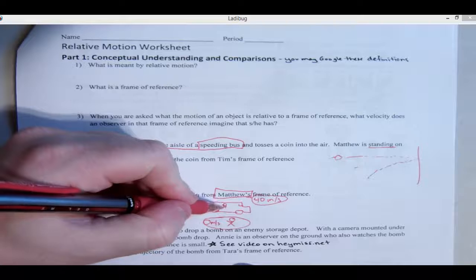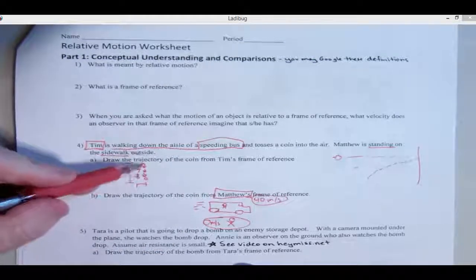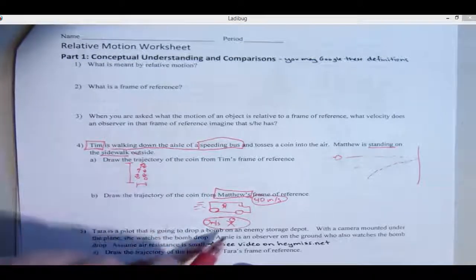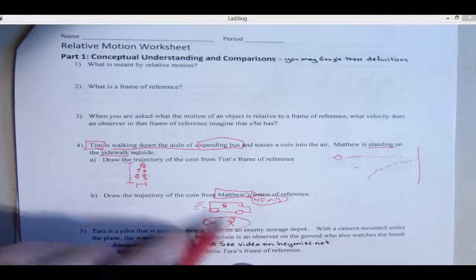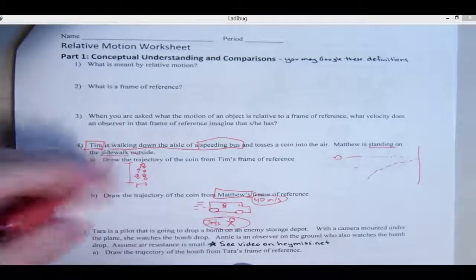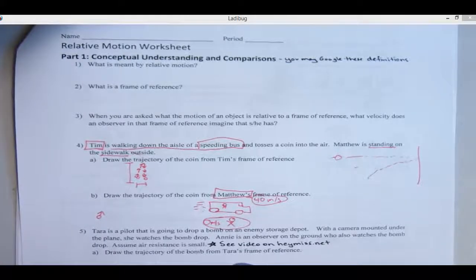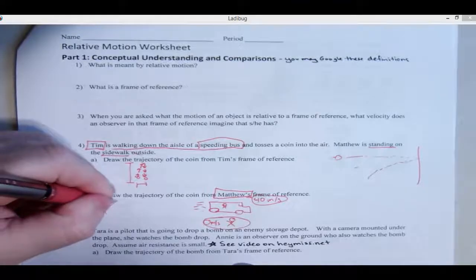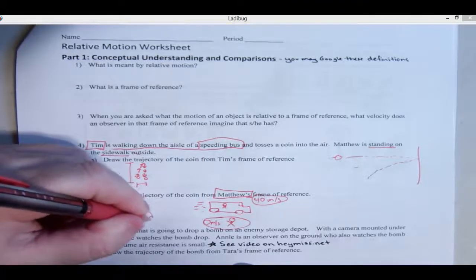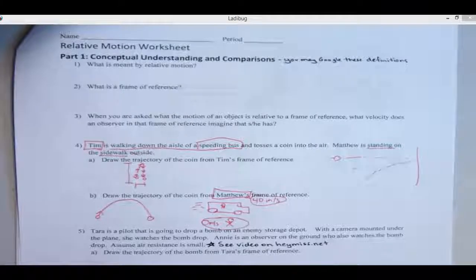From his perspective, when he tosses a coin up, it just goes up and down, right? Now from Matthew's frame of reference, Matthew is not moving whereas Tim is moving. When he tosses that coin, it's going to be in the air a lot longer, right? So it's going to look like it does this. You get it? Just like if you were standing still, and I tossed a coin, and I was standing still beside you. I tossed it, it goes up, it goes down. From both of our perspectives, it goes up, it goes down.